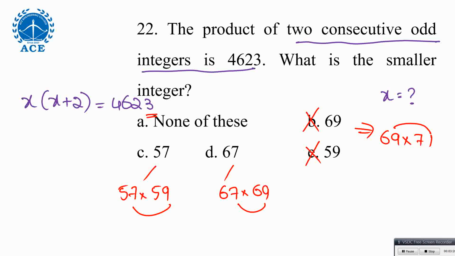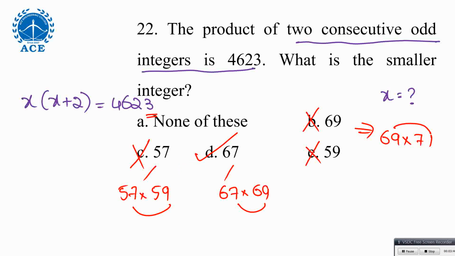Instead of 57, I'm taking 60, a bigger value. Instead of 59, I'm taking 60. 60 square itself is 3600. So 57 into 59 won't give 4000. 60 into 60 itself, we got less. In general, I'll give the approximation method also next. Don't worry. So the answer is 67 into 69.